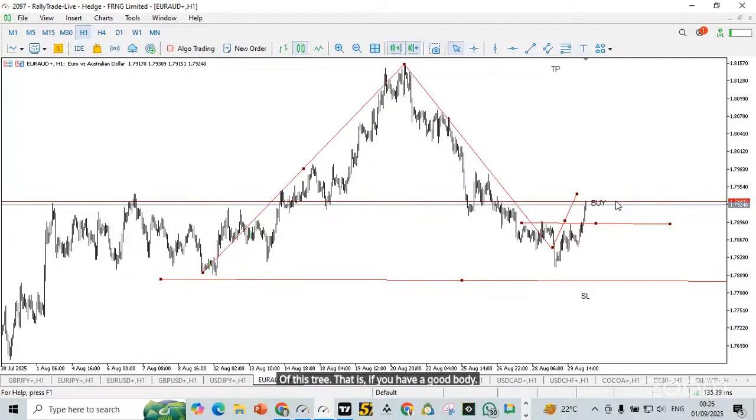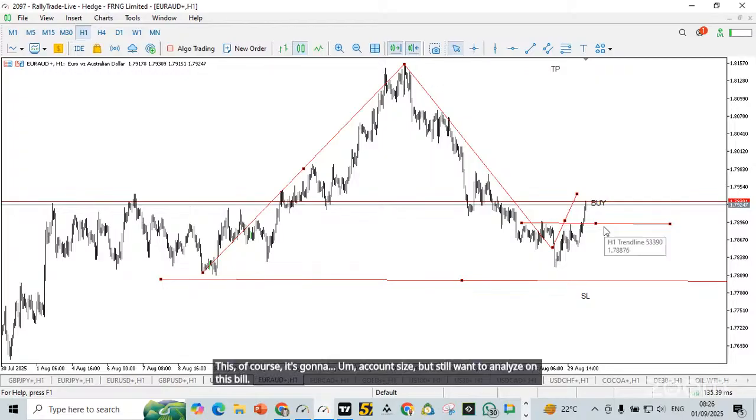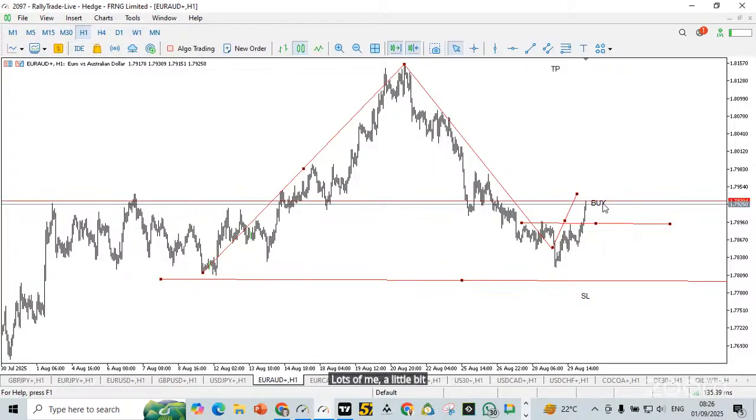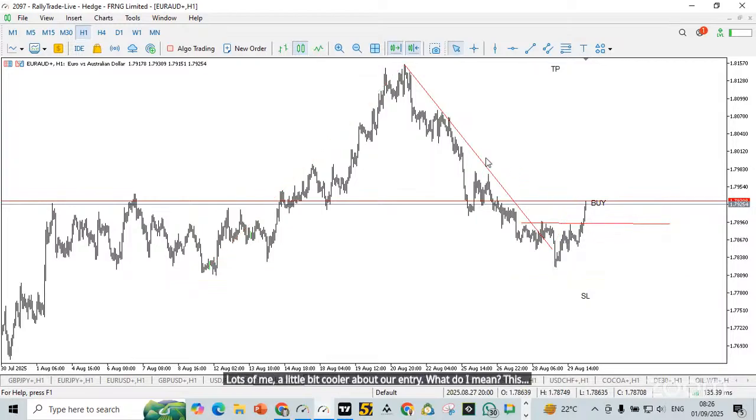Now, most of us have a smaller account size but still want to capitalize on this move, so you have to be a little bit more careful about our entry. What do I mean? Let's take out all of this.